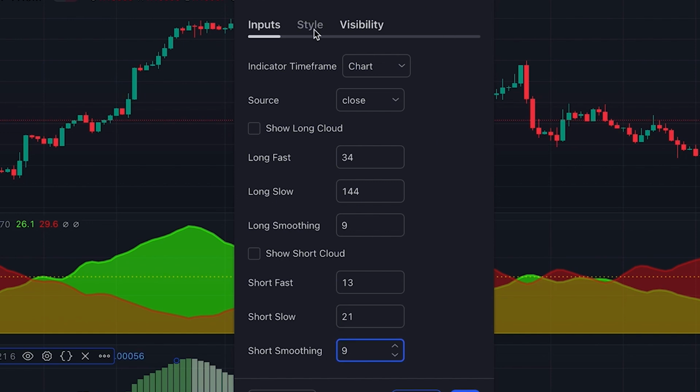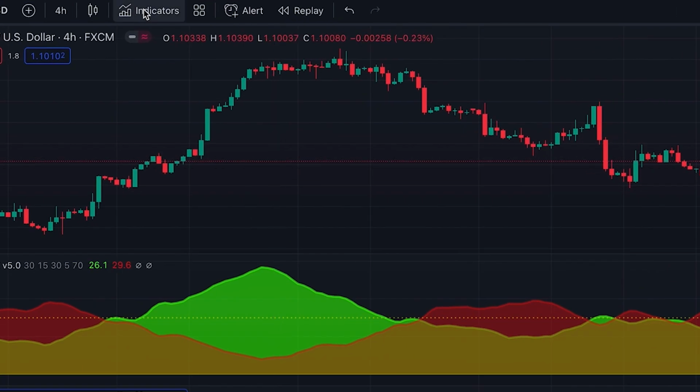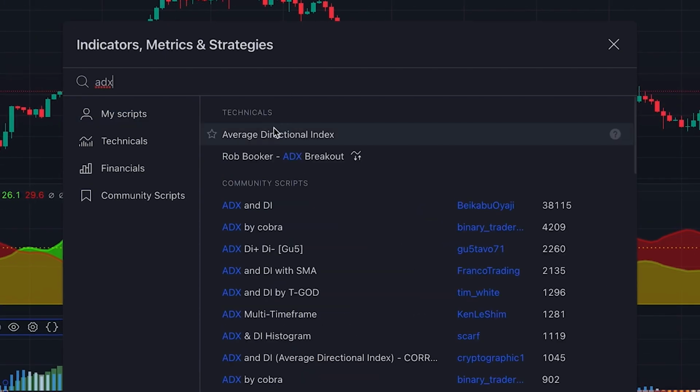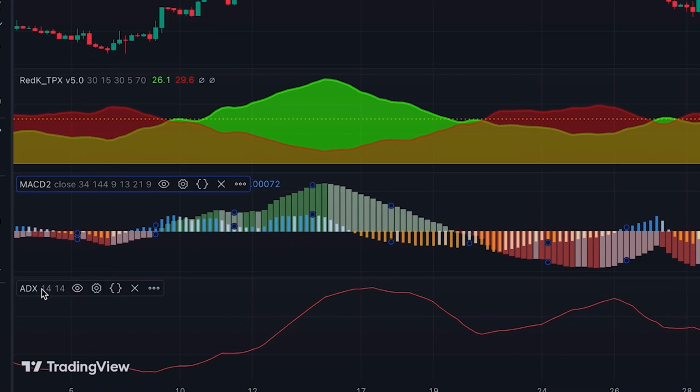And then here in the style tab, for our shorter MACD we set it on histogram. Alright, and the last indicator that we want to add is ADX, average directional index. And for this indicator also we must change its settings.